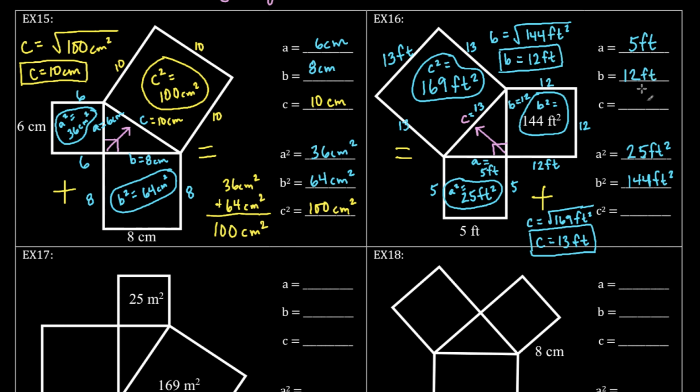Oh, hear that train. And lastly, we added these two to get C squared, which is 169 feet squared. And we took the square root to find C, which is 13 feet. All right, let's do the last two.